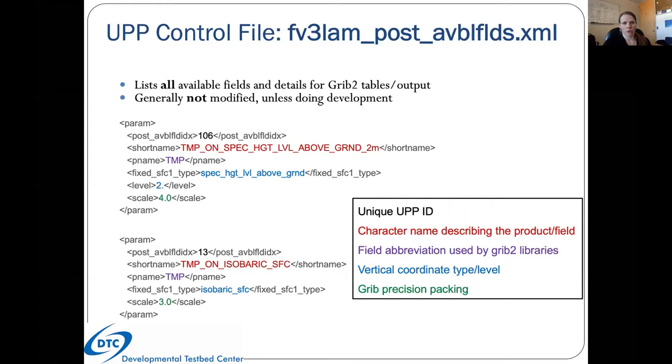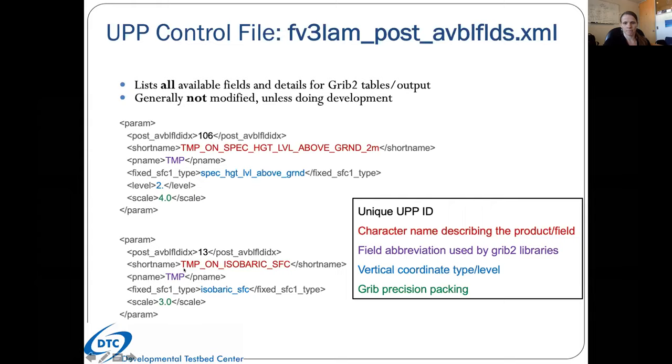And then the next one is the vertical coordinate type for each field. And in this case, this also has the level for the specific coordinate level type. This is because for this particular variable, temperature on specific height above ground, it's for 2 meters. And so the 2 meters is listed here in this field. And you can't put another level for that because it's specific to 2 meters temperature. And that is the only time you would actually use level in this post-available fields.xml.